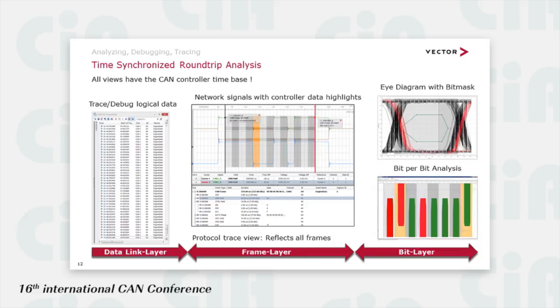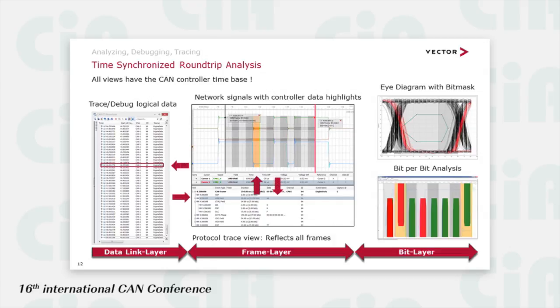On the left side, you have a trace view observing all data coming from the bus. You see on which channel the frames occurred, and you see the timestamps of the frames. You also see which ECU has sent a frame. But if you trace error frames here and you don't know what's the reason, you have to go more into detail. So you have to go to the frame layer, shown here.